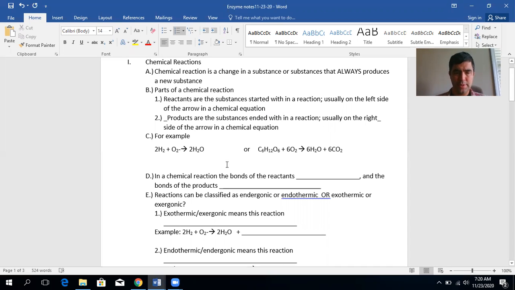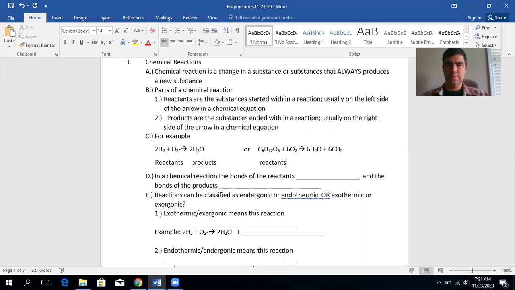Okay, and so here are some examples. If you look over here, you have hydrogen plus oxygen makes water. The stuff on this left side would be called the what? The reactants. The stuff on this other side would be called the products. All right, and here's another reaction, a very important reaction that we're going to be going into coming soon, this nine weeks. It is sugar, which is glucose, plus oxygen produces water and carbon dioxide. The stuff on the left side is the reactants, and the stuff on the right side is the products.